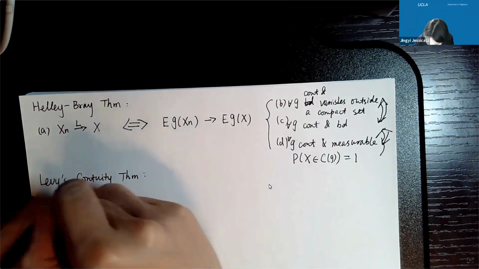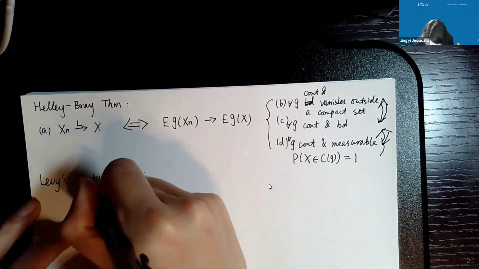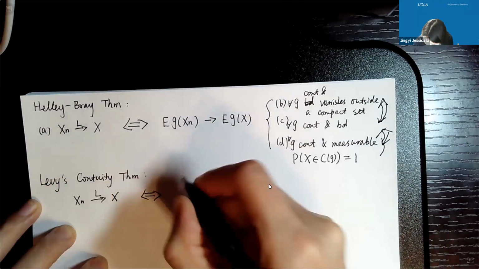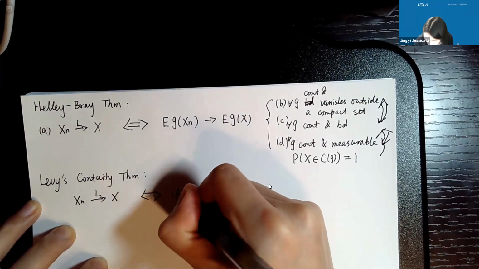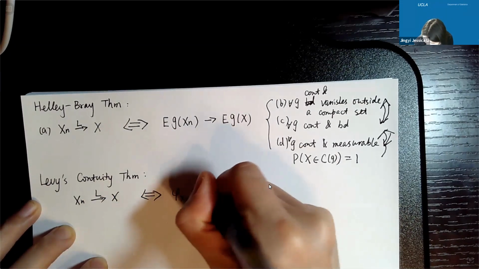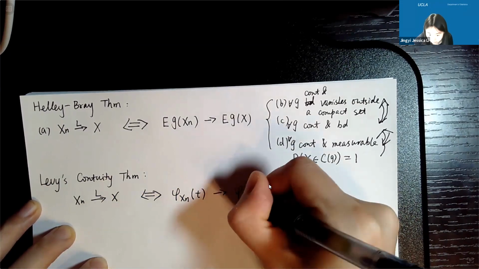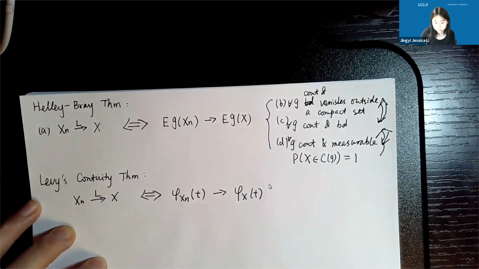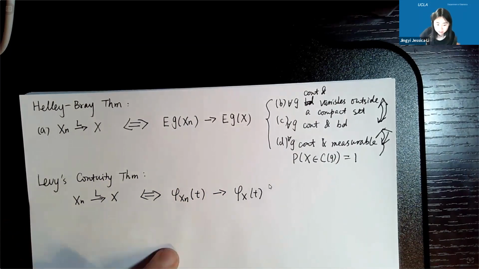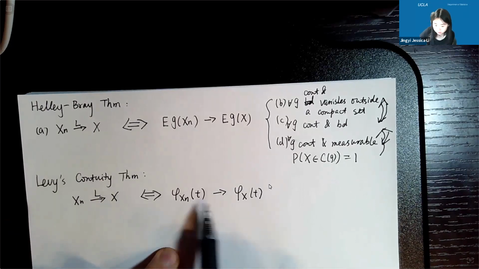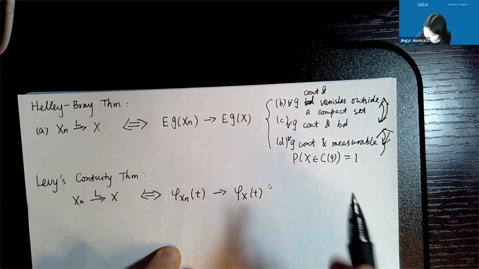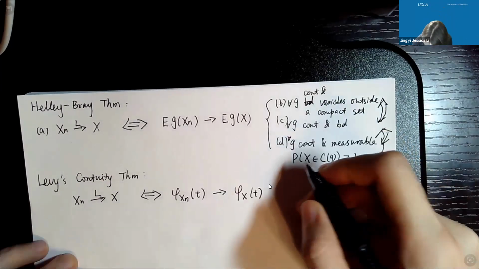So here we say Xn converges in law to X is equivalent to the characteristic function of Xn converging to the characteristic function of X. That's it. And one thing we need to note is that the characteristic function itself is bounded and continuous by definition.